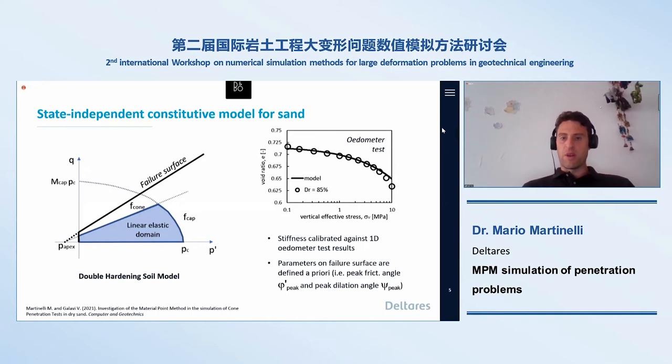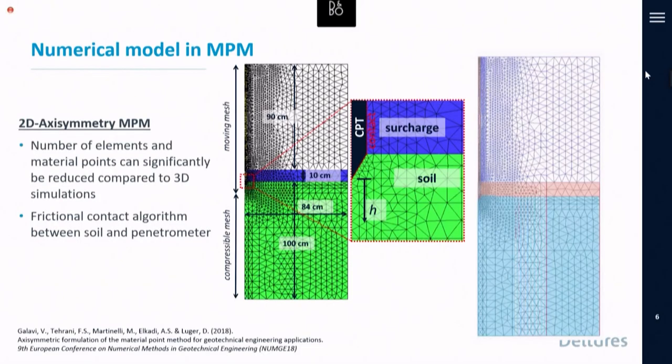This model has been calibrated with an oedometer test, which you see in the top right figure. The circles are the experimental results and the continuous line is the model result. The only parameters we played with were the strength parameters along the failure surface, in particular the peak friction angle and the peak dilation angle. For the model of the CPT, this method is called the approach of the moving mesh.